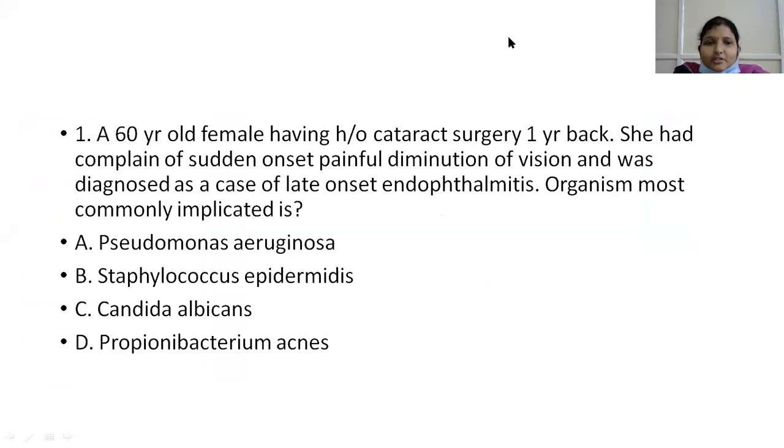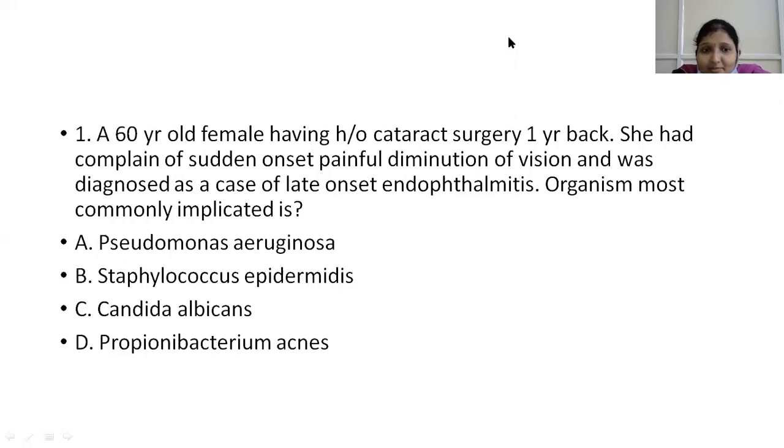So I am starting with the first question. A 60-year-old female having a history of cataract surgery 1 year back now complains of sudden onset painful diminution of vision and was diagnosed as a case of late onset endophthalmitis. The organism most commonly implicated is Pseudomonas aeruginosa, Staphylococcus epidermidis, Candida albicans, or Propionibacterium acnes. So that is very good. You are listening to the class. The answer is Propionibacterium acnes.